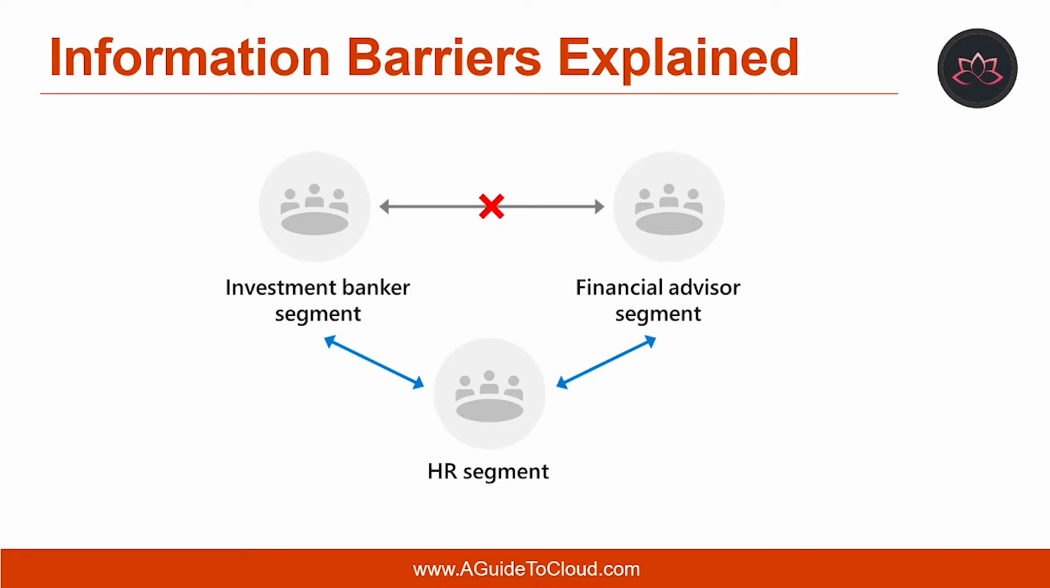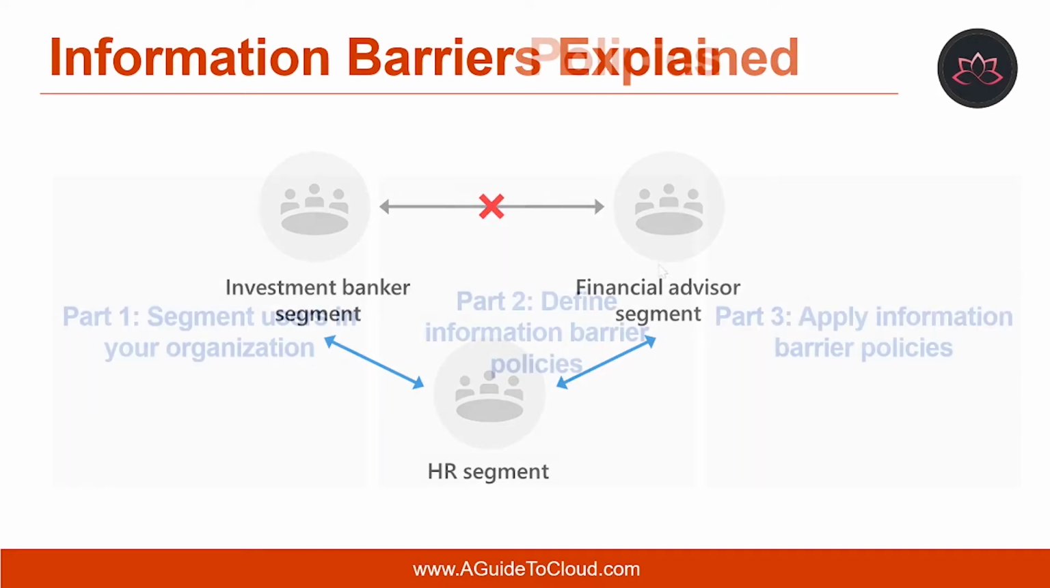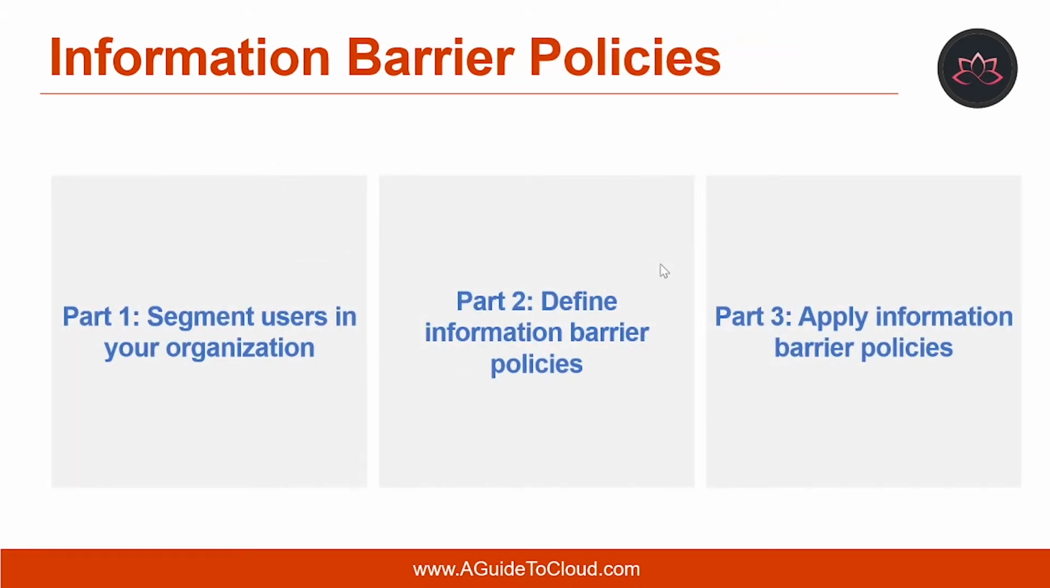When information barrier policies are in place, people who should not communicate or share files with other specific users wouldn't be able to find, select, chat, or call those users. Let's understand information barrier policies. With information barrier, you can define policies that are designed to prevent certain segments of users from communicating with each other or allow specific segments to communicate only with certain other segments.